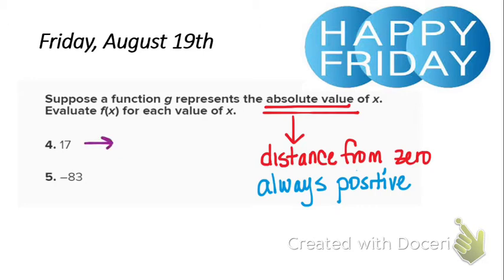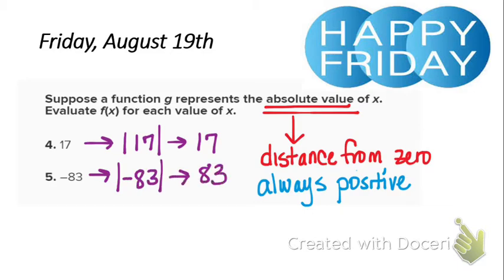So the absolute value, and this is how you would write that, absolute value. Those two bars, that's the symbol for absolute value. So two straight lines around the number, that's the symbol for absolute value. And it has to be on your desk. Okay. So the absolute value of 17 is 17. And then the absolute value of negative 83 is positive 83. Okay? So we're going to keep that in mind as we start to graph.